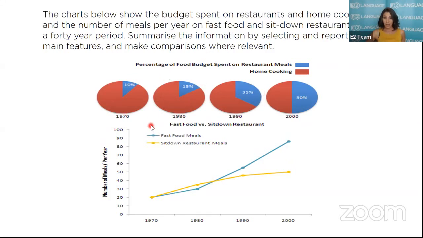Okay, what does the line graph show? The line graph shows fast food versus sit-down restaurants. And here it tells us it's the number of meals per year. So the number of sit-down restaurant meals is in yellow, and the number of fast food meals is in blue. So here we have generally a comparison in the pie charts between eating at home and eating out. Then the line graph says, okay, we're going to look at just eating out, and we're going to compare fast food to restaurants.